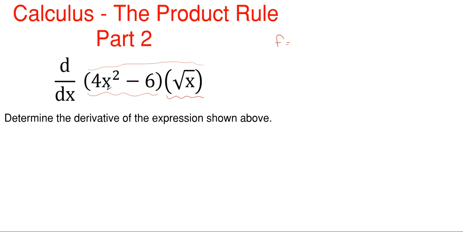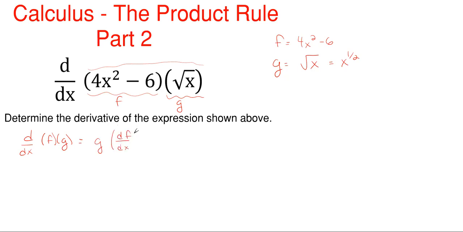So we are going to set our first portion equal to a function f. So f would be 4x squared minus 6. And then we're going to set a function g equal to our second portion, which is the square root of x. And I'm going to write that as x to the 1/2 power. Now, to apply the product rule correctly, this is what you're going to do. The derivative with respect to x of f times g would be equal to g times the derivative of f with respect to x plus f times the derivative of g with respect to x.